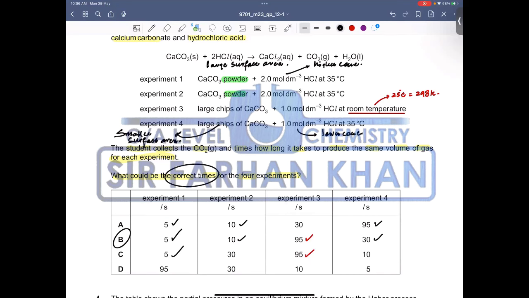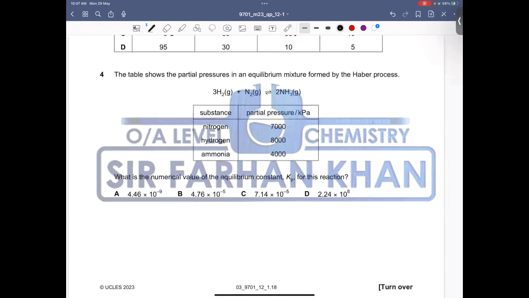But remember one thing, the faster the reaction, the shorter the time taken to complete the reaction. Okay, I hope it makes sense to you. Let's move on to the next question.